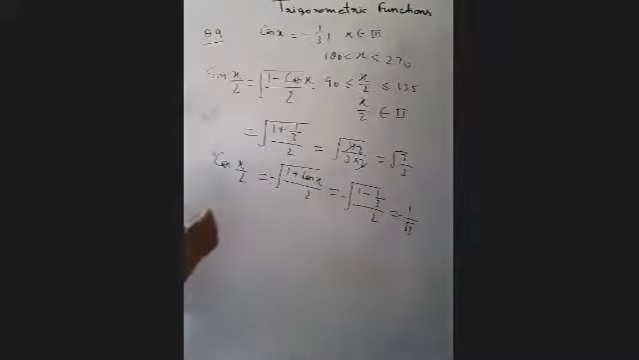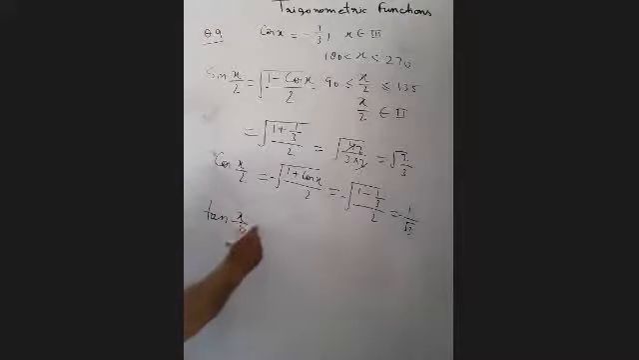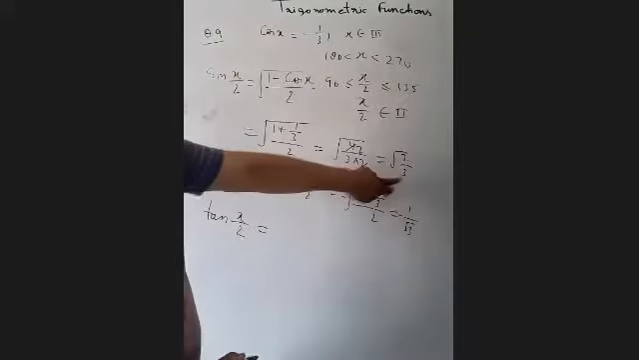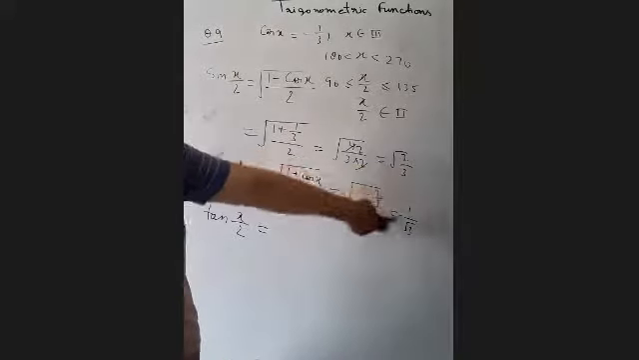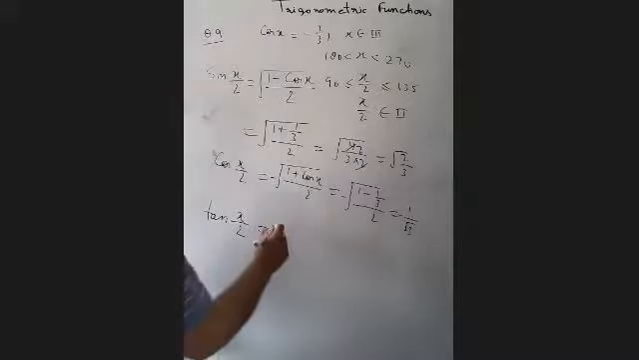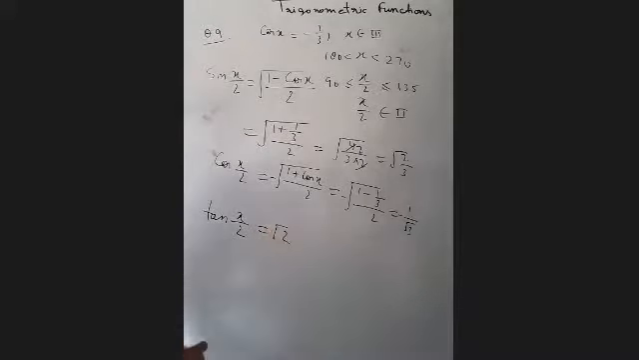If we want to find the value of tan x by 2, we can divide sin x by 2 by cos x by 2. If we divide, what will we get? Root 2 upon 3, the root 3s we can cancel. The answer will be minus root 2. So I have completed question number 9.